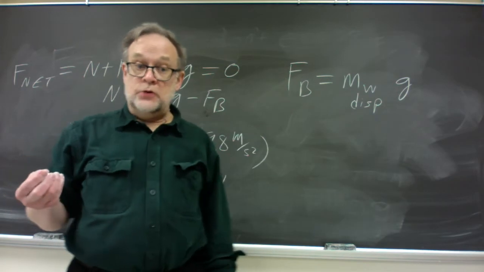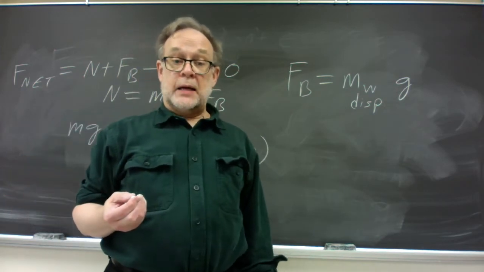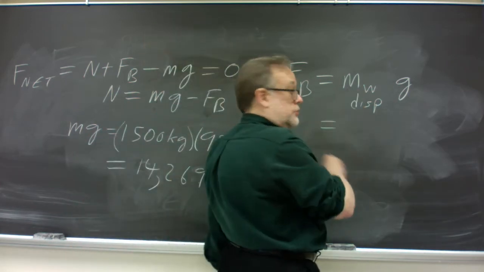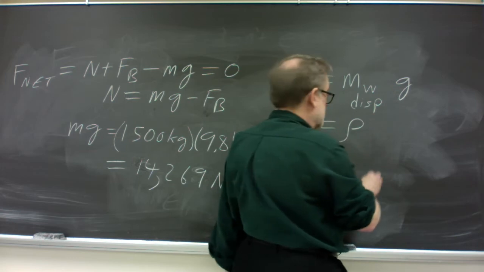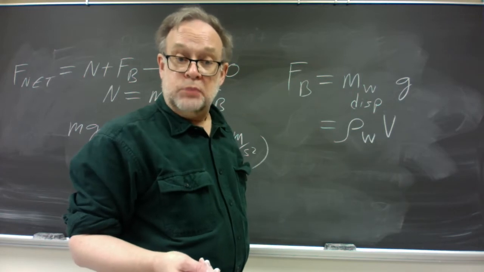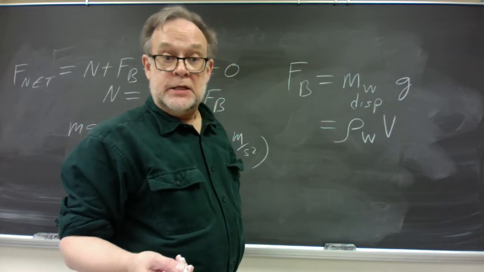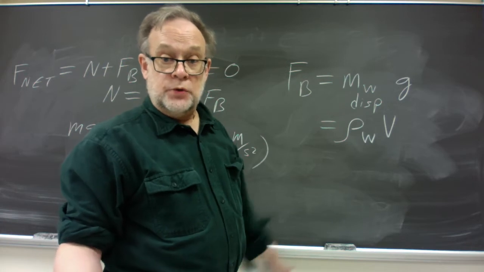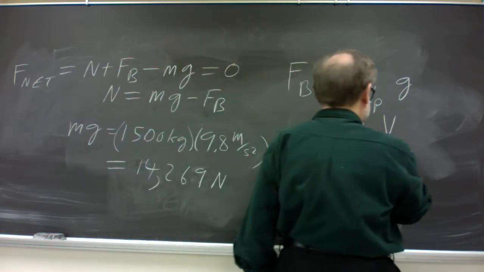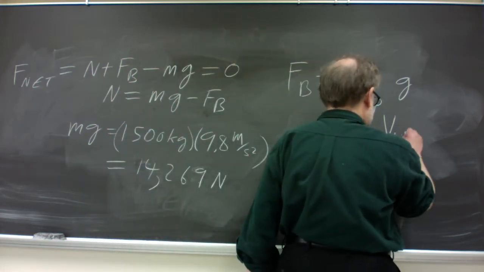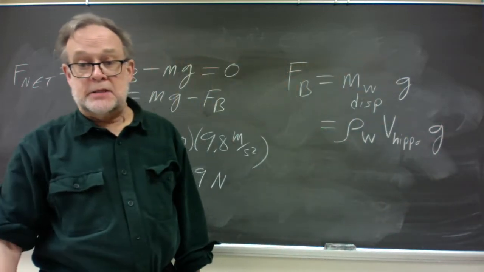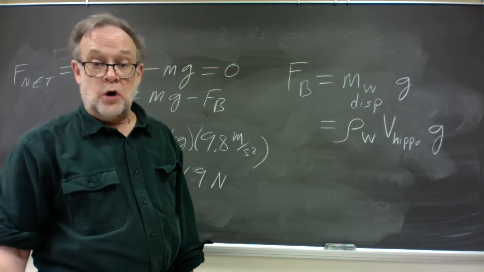But as always in these fluid situations, we want to think of mass as density times volume. So the mass of water displaced is just the density of water times the volume of water that got displaced. Well, the water was displaced by the hippo's volume. So the volume of water displaced is the same as the hippo's volume. So density times volume is mass, times g gives us the weight of the water displaced.